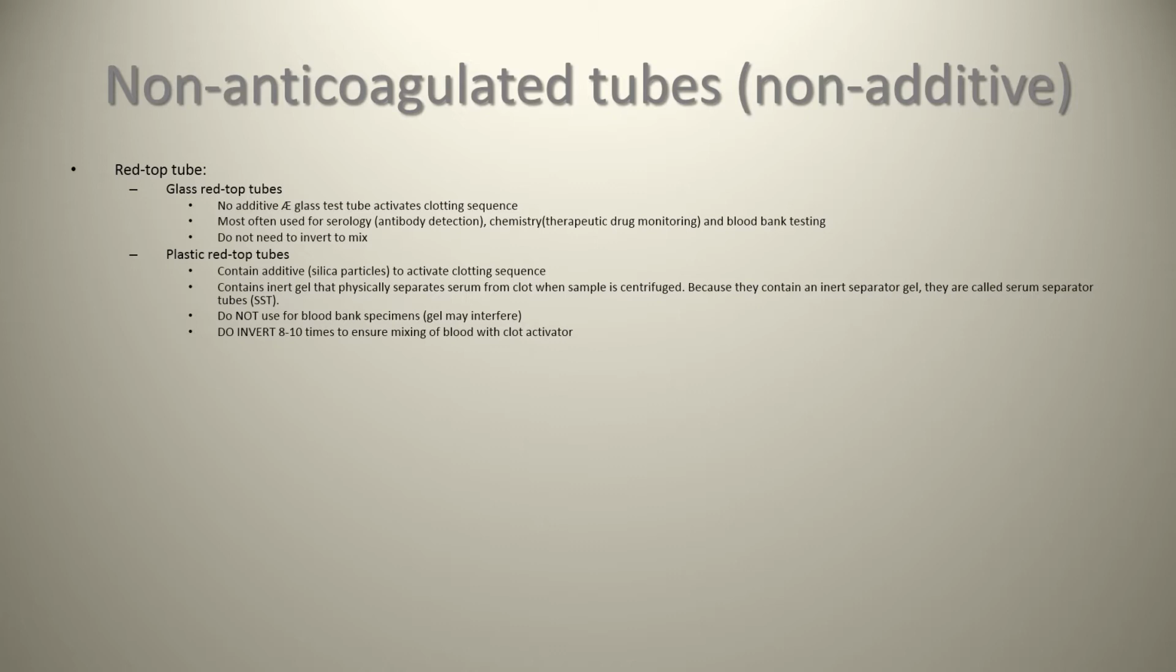Just remember that there are the glass red tube tops. There's no additive. The glass tube basically activates the clotting sequence, and they're most often used for serology, antibiotic detection, chemistry, therapeutic drug monitoring, and blood bank testing. You don't need to invert these tubes to mix. There are also plastic red tube tops, which contain the additive silica particles to activate the clotting sequence. We don't usually use these for the formation of platelet-rich fibrin. Also remember, because of the silica particles, you have to invert these tubes 8 to 10 times to ensure proper mixing of blood with the clot activator.